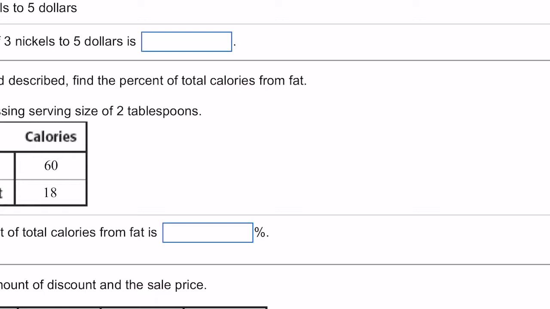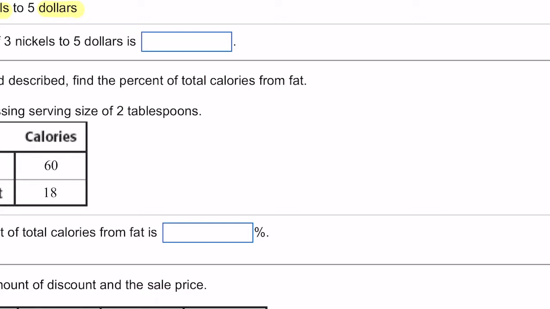Here we're trying to compare 3 nickels to $5. We need to make sure that our labels are the same, so we want to convert one of them. It would be easier to convert dollars to nickels. What you need to remember is how many nickels make a dollar, and that would be 20 nickels, because 20 times 5 cents, a nickel being 5 cents, is 100, or a dollar. So I'm going to write down 20 nickels equals $1.